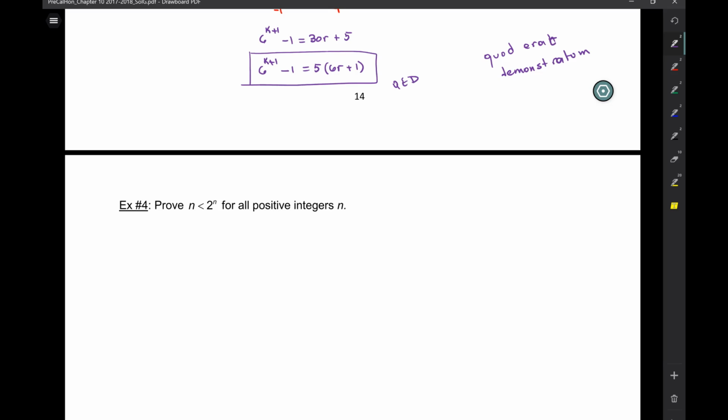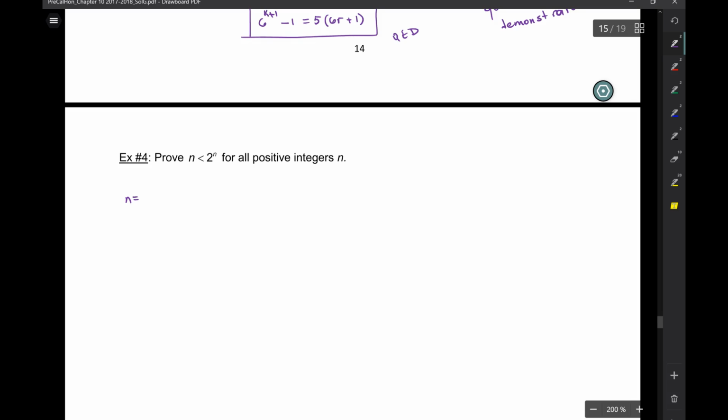Okay, so prove that n is less than 2 to the n for all positive integers n. Any number is less than 2 to the power of that number, for all positive integers n. Okay, well, let's see if it's true.